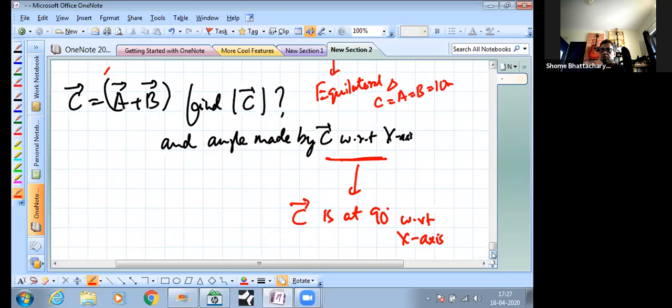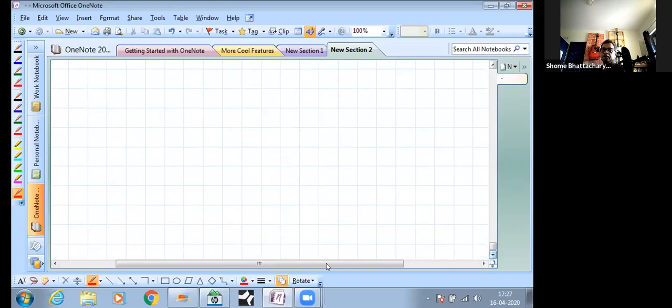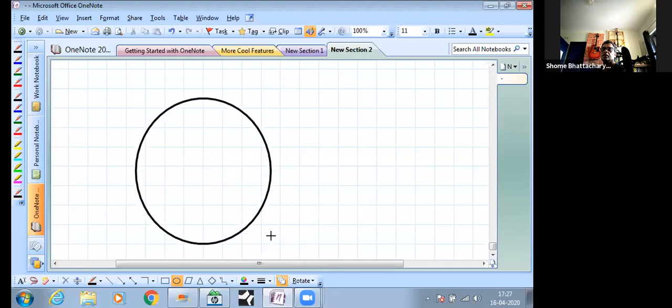eighth question, I will again give you a little bit of a hint how to solve. So the eighth question is about the displacement of the tip of the minute hand of a clock. Okay? So if you just visualize the clock's dial as this round.